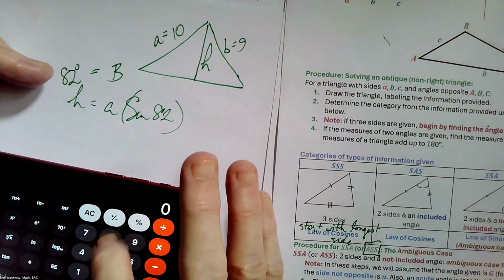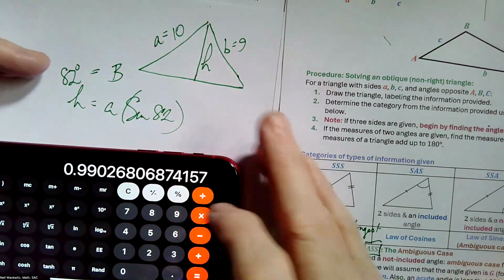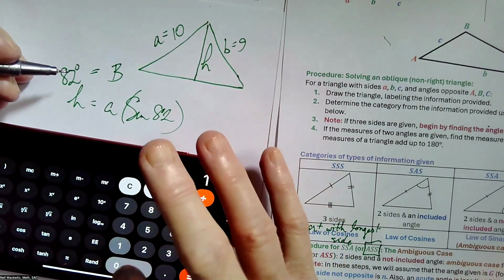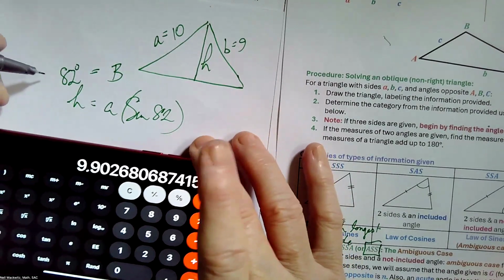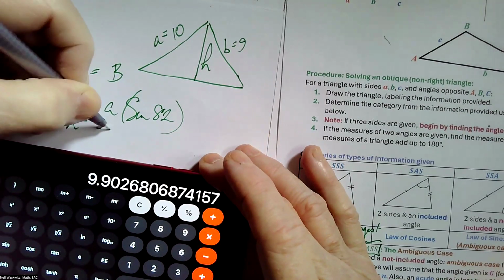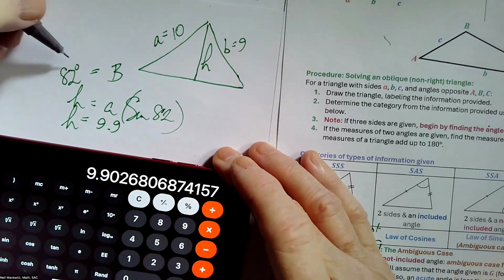So 82 sine, I'm not even going to bother rounding, times 10 is 9.9. H equals 9.9. B is acute.